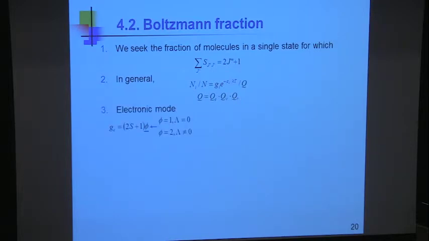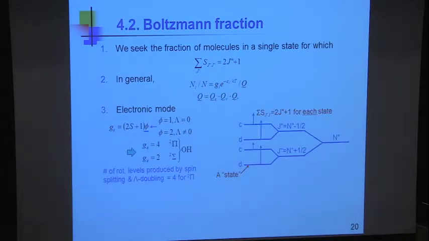In the electronic mode, degeneracy is basically the number of states with the same J. And that's why I end up with this factor of 4 here. That's where you have to decide where you put this factor of 4. And it's usually put here.